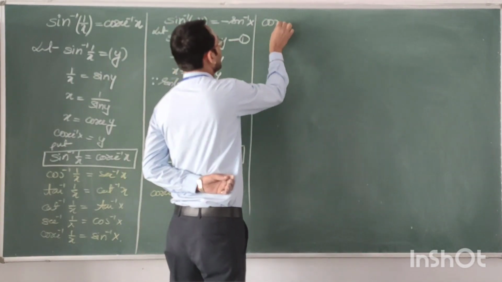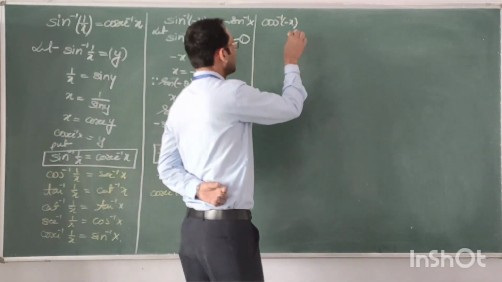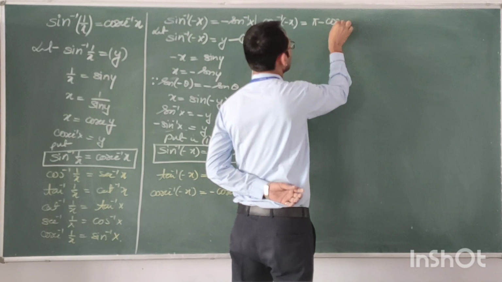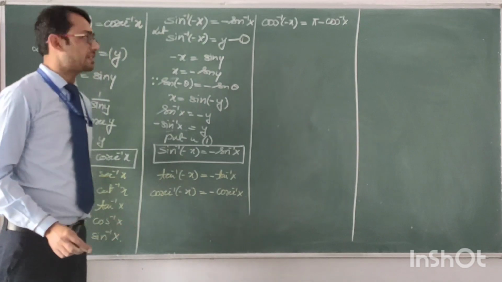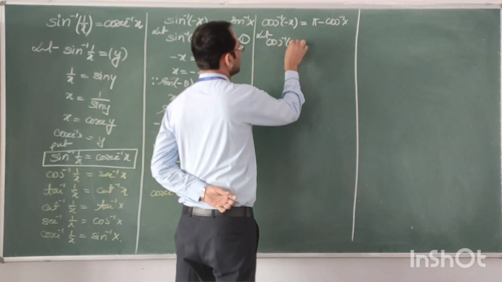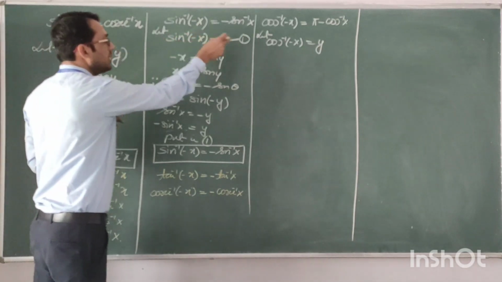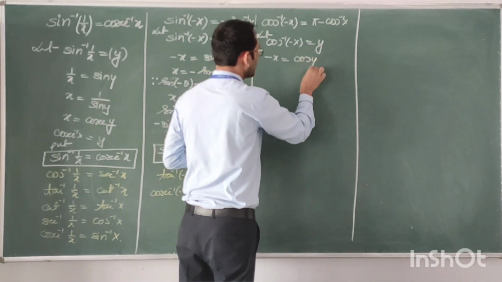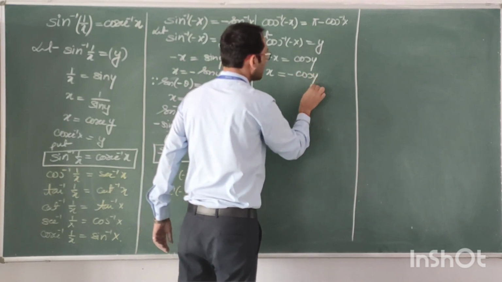See, cos inverse minus x equals pi minus cos inverse x. Let cos inverse minus x equal y. This thing you need to keep in mind. In each step I am doing this. So minus x can be said as cos y. X can be written as, taking the minus sign on the other side, minus cos y.